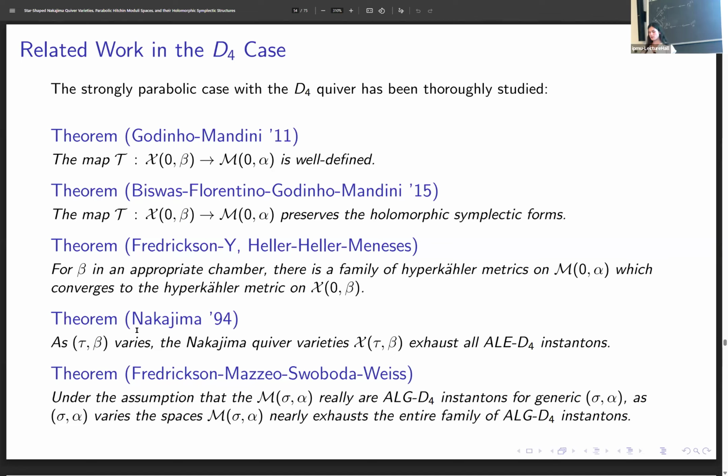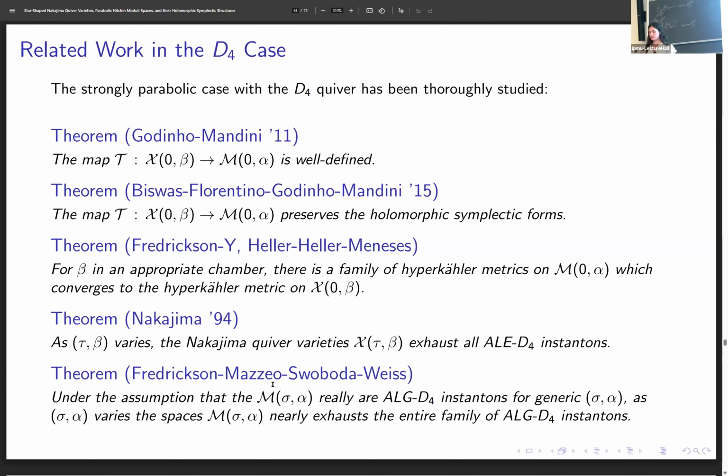And there's a theorem by Nakajima that says that as you vary tau and sigma, you can exhaust all the ALE D4 spaces instantaneously. It's Kronheimer's. Sorry? It's not Nakajima, it's Kronheimer's. Kronheimer, oh, sorry. Yeah, and so this is not just the ALG D4, but it's ALEs.